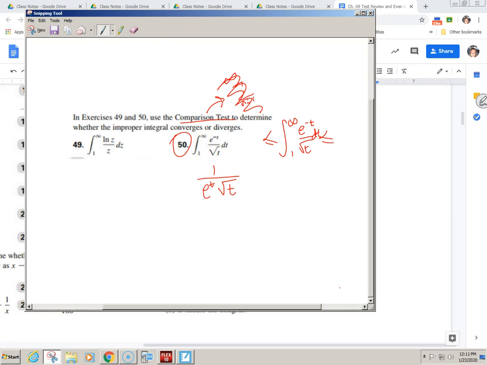The presence of e to the t makes this denominator stronger. And the presence of square root of t makes that denominator stronger. If I was to go below, I'm still going to be using my 1 to infinity.